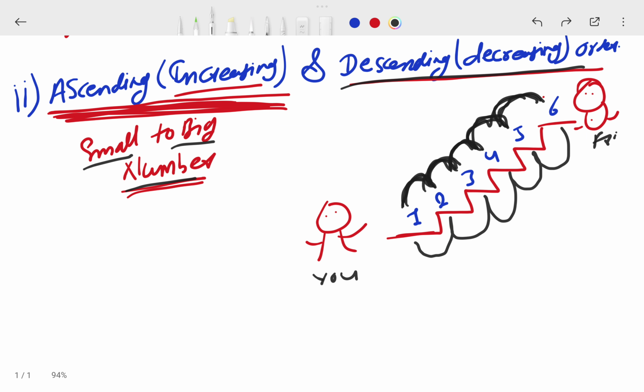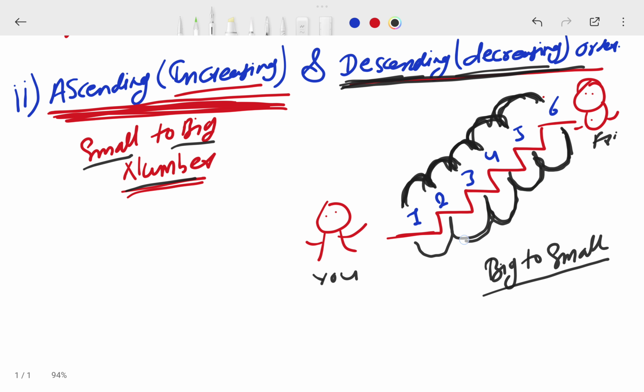So how is your friend coming? Your friend is in the 6th position. He is coming from a big number to a small number. So when you come from a big number to a smaller number, that is called descending. You can say descending or decreasing. It is decreasing or not? He is in the 6th position. He came to the 5th position, 4th to 3rd position, 3rd to 2nd, 2nd to 1st. So it is decreasing, right?